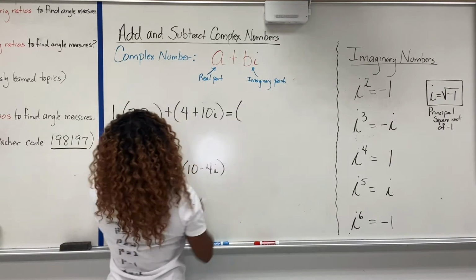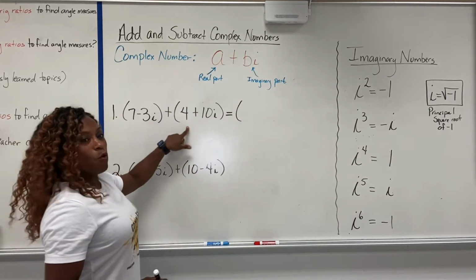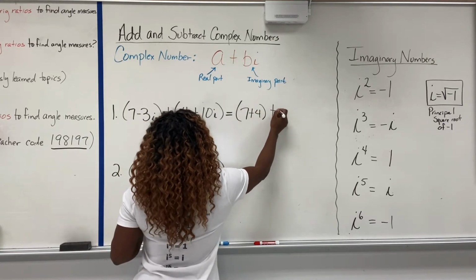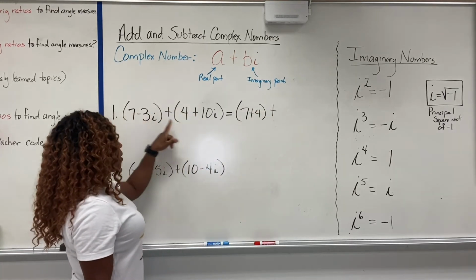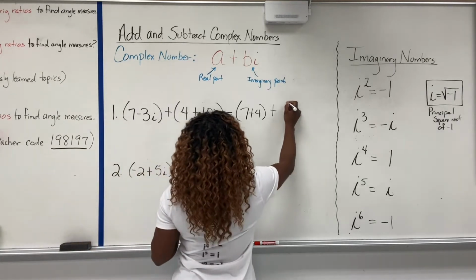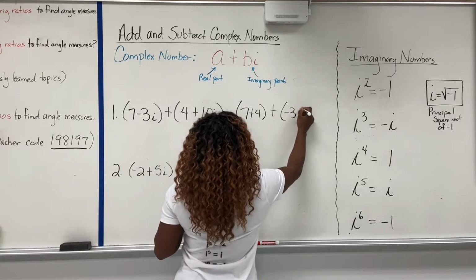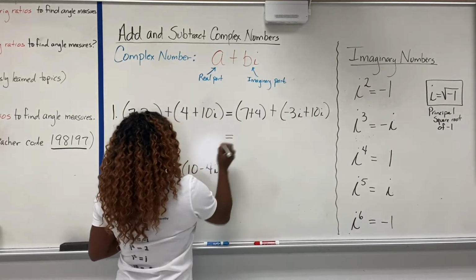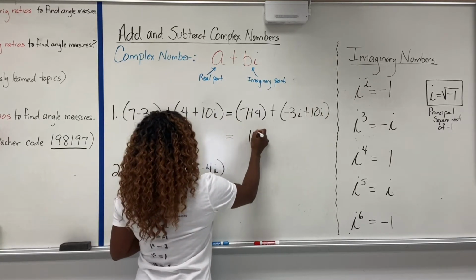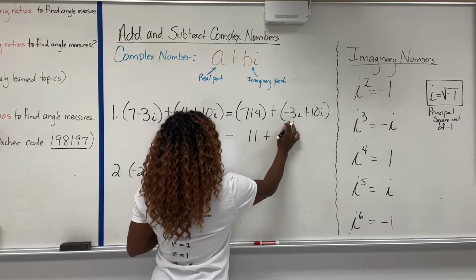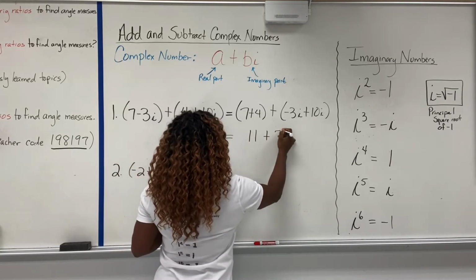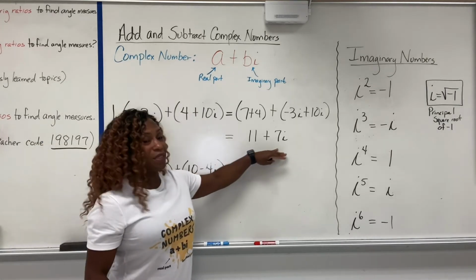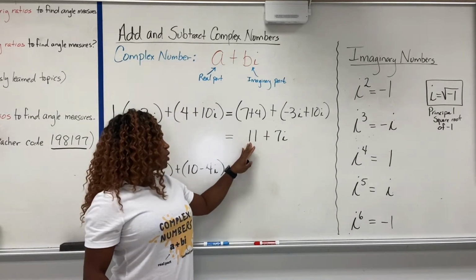In my first grouping, I'm going to have 7 plus 4, the real parts together, and I'm going to add -3i plus 10i, my imaginary parts together. So let's do that. When I do 7 plus 4, I end up with 11, plus -3i plus 10i gives me 7i. So there's my answer.